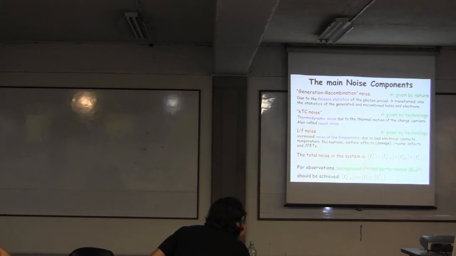At what point do I become background limited, and at what point do my detectors start to saturate? And somewhere in between those two boundaries, this is the exposure time that you should enter. But this is not the first thing you have to work out.